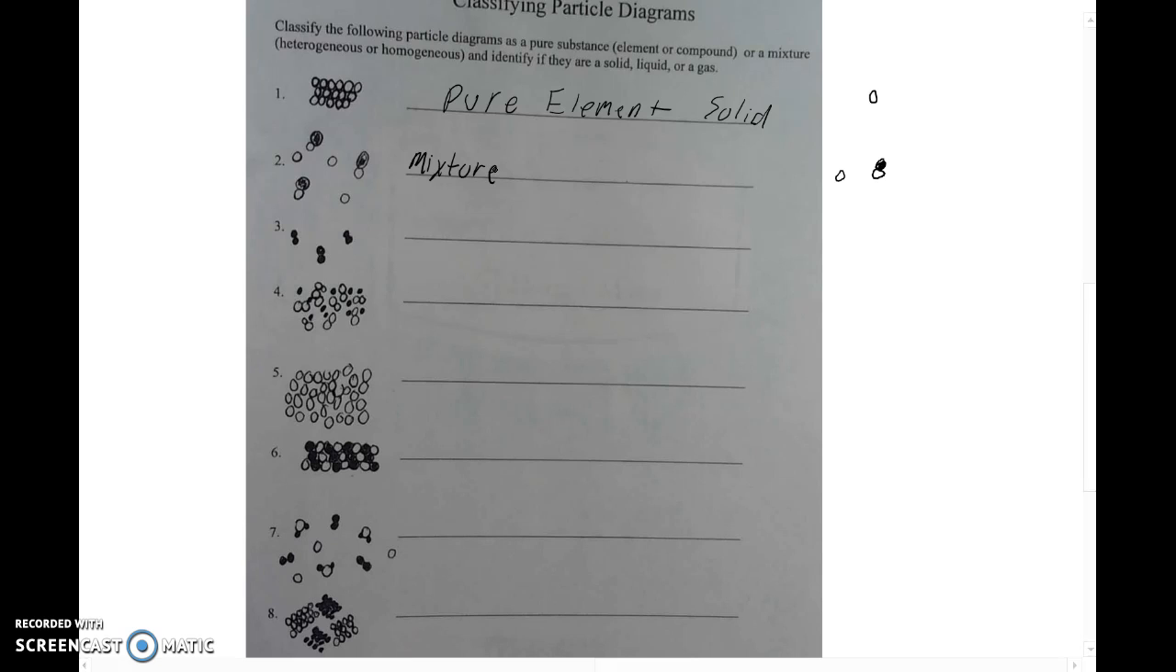All right, so now I know it's a mixture. I need to determine if it's homogeneous or heterogeneous. And for that, I'm going to look at how those particles are distributed. Are they evenly mixed together? Or is there a section of this particle and a section of this particle? So to me, it looks like they're pretty evenly mixed together, which would make this homogeneous. All right, now when I look at the state of matter, there's a lot of space in between them. So it's a gas, right?